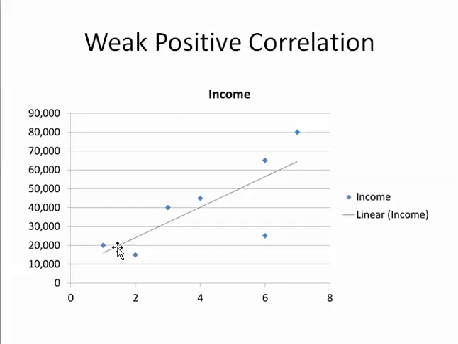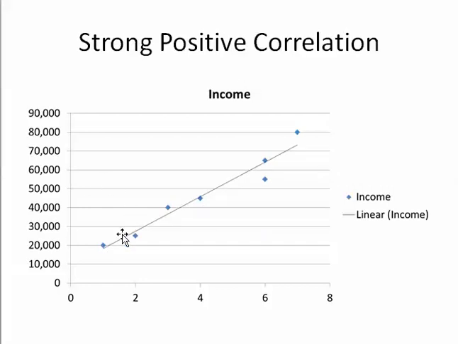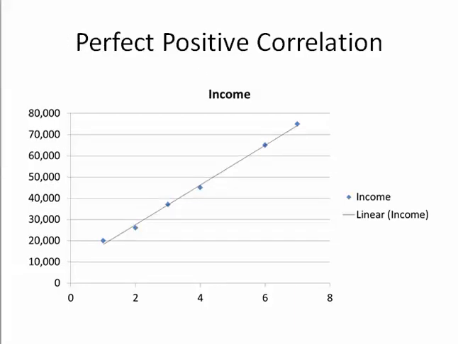Here, we have a positive correlation in which the dots rise from left to right overall, and the dots are kind of spread out far away from the line. They're not hugging the line very closely, so this would be a weak positive correlation. Here, the dots are following the line much more closely, so this would be a stronger positive correlation. And if the dots are perfectly lined up on the line, then you have a perfect correlation in your data set. This would be a perfect positive correlation. A positive correlation can't get any stronger than this.